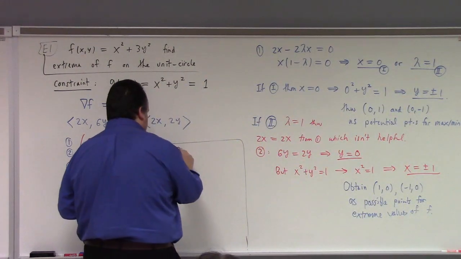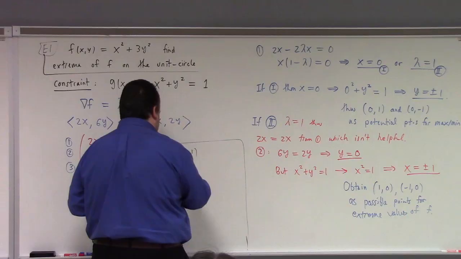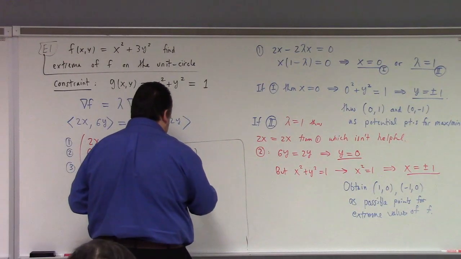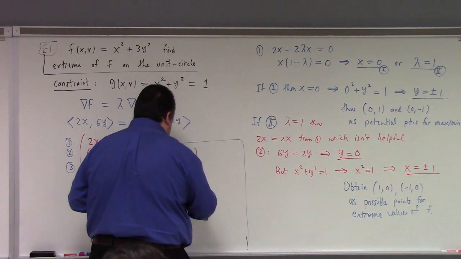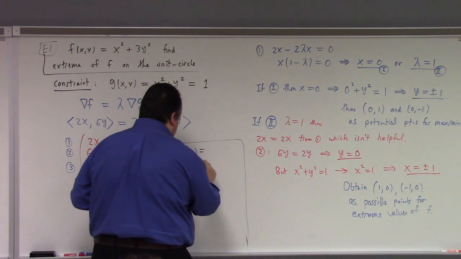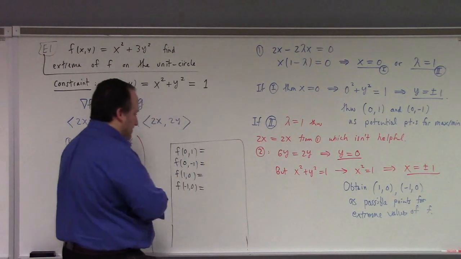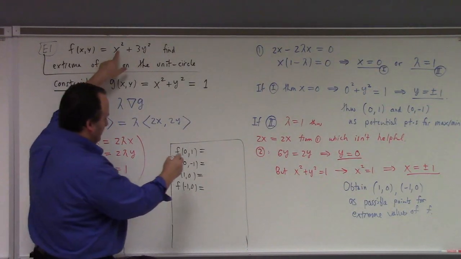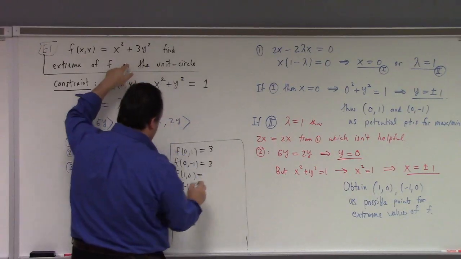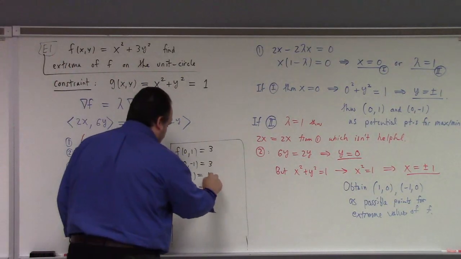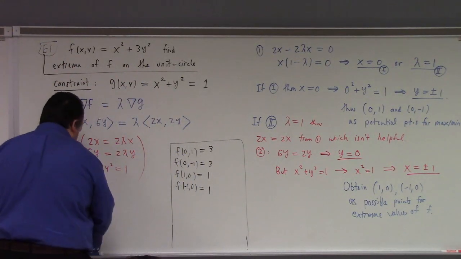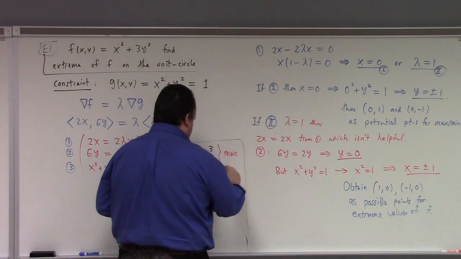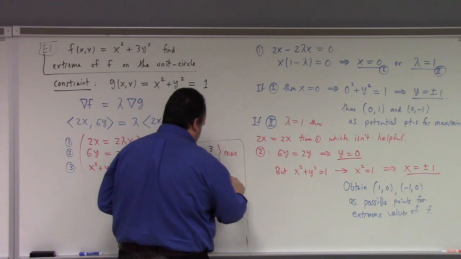I'll explain why here. So you guys work it out. What's f of 0, 1? What's f of 0, minus 1? What's f of 1, 0? What's f of minus 1, 0? We can work out the four values. What are they? So we go 3, 3, and 1, 1. All right. There we go. So what this means, there's your max. And these, of course, are the minimum values.